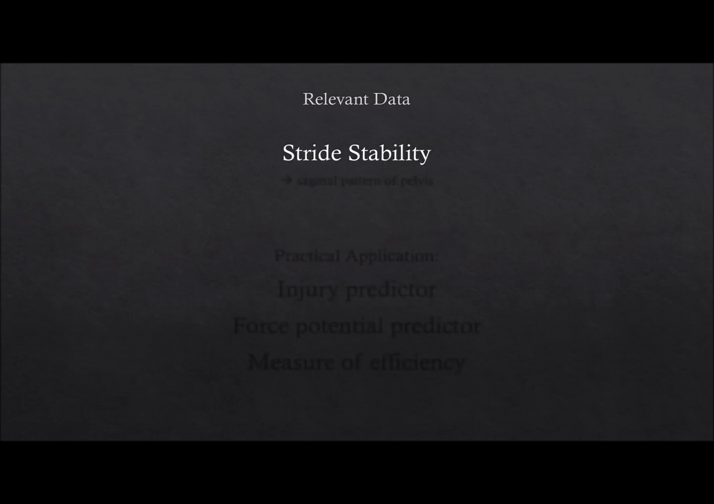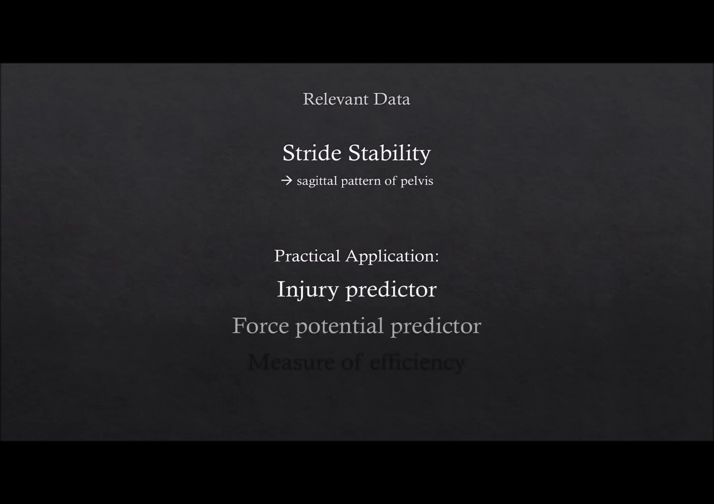First is stride stability. This is the measurement of the sagittal pattern of the pelvis. So the practical applications of stride stability are that it's an injury predictor, it's a force potential predictor, and it's a measure of efficiency. So when we're looking at the stability of the stride, if the pelvis is not stable in the sagittal plane, and there's a lot of anterior and posterior pelvic tilt, this is going to disable the hip joint from proper movement patterns. This is why it becomes a predictor for injury.